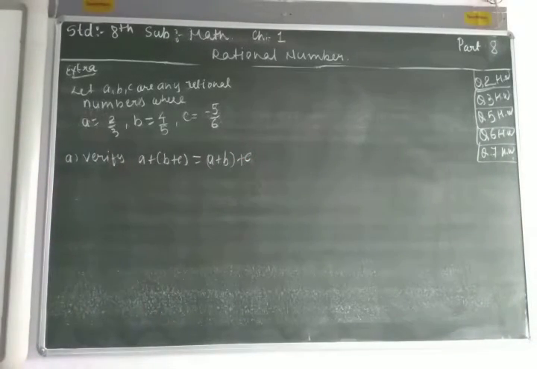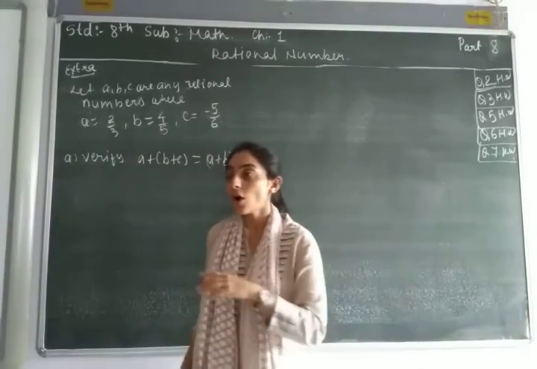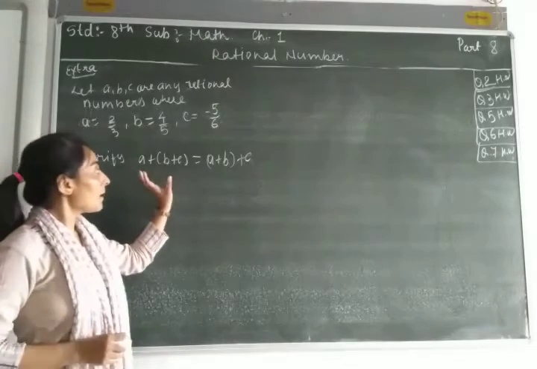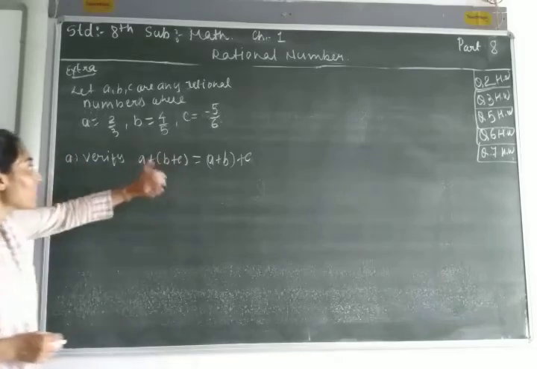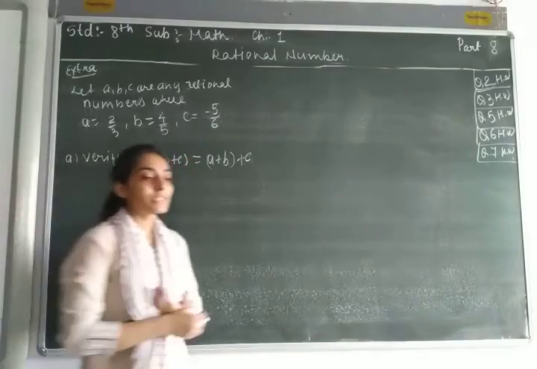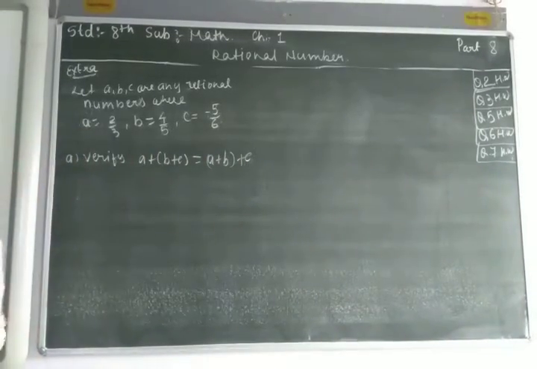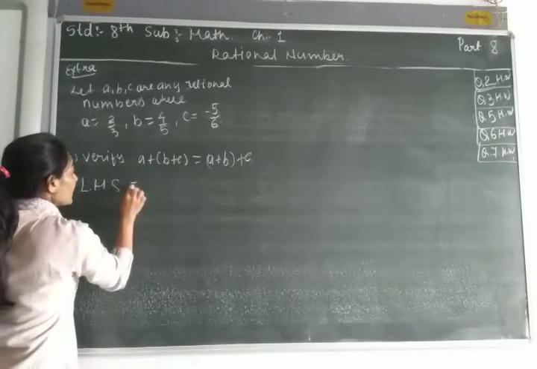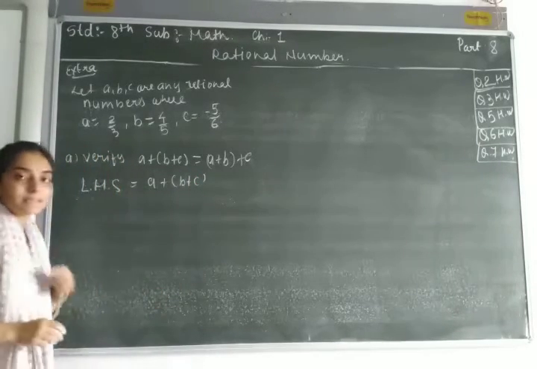Now, we have to verify whether my left hand side is equal to the right hand side or not. For this type of question, verify and check, it means we have to replace these alphabets with these values and check whether I am getting my left hand side equal to the right hand side or not. So, firstly, I am taking my left hand side part. Left hand side is A plus (B plus C).